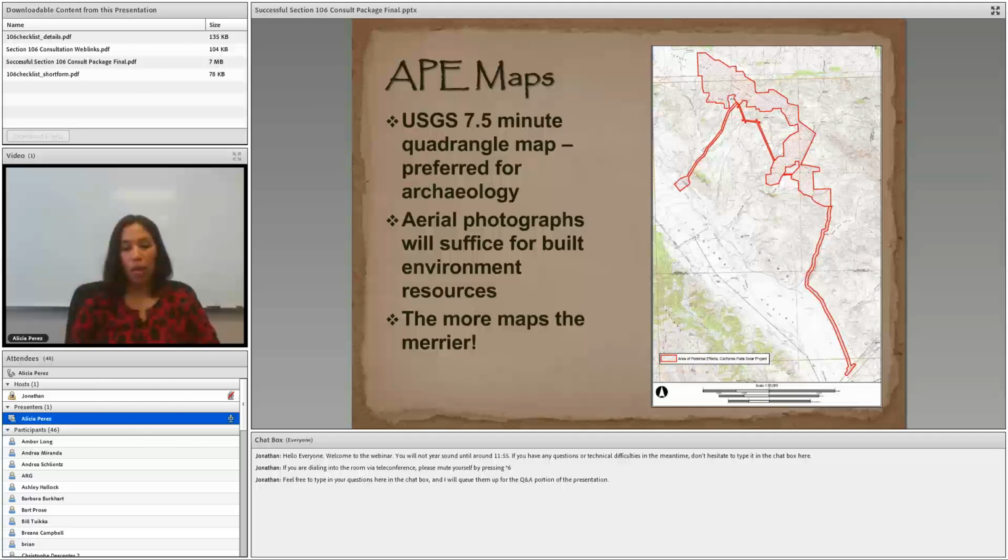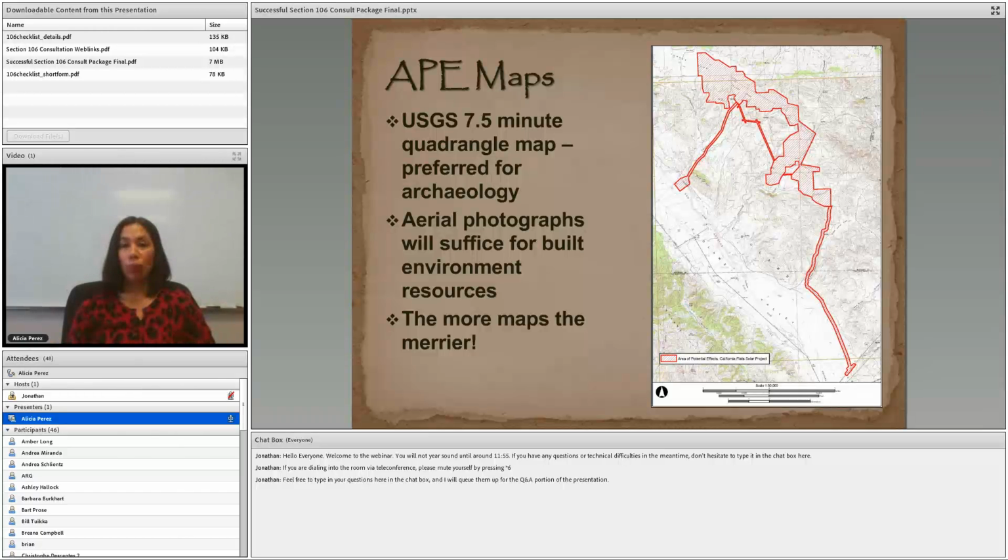So let's talk about the type of documentation that we prefer to see as far as APE maps. We would like to see a quad map. That's definitely preferred for archaeology. Aerial photographs are fine for built environmental resources, but you definitely want to include one large APE map that gives a great bird's eye view, so to speak, of the APE and the general area.